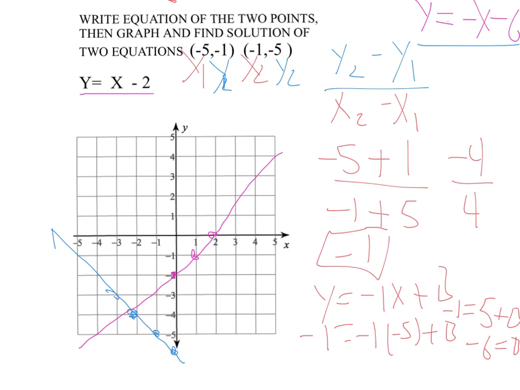And the lines aren't very straight, but we should get the lines crossing at negative 2, negative 4, and we'll write that as an ordered pair, (negative 2, negative 4), and that will be the solution to the two equations. And that's how you solve by graphing.